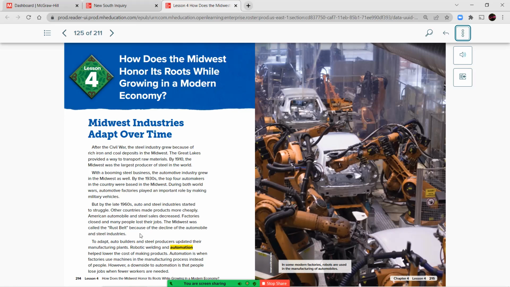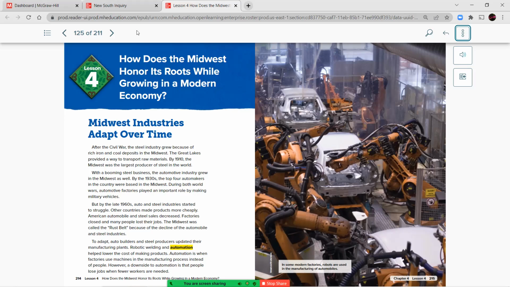To adapt, auto builders and steel producers updated their manufacturing plants. Robotic welding and automation helped lower the cost of making products. Automation is when factories use machines in the manufacturing process instead of people. However, a downside to automation is that people lose jobs when fewer workers are needed.